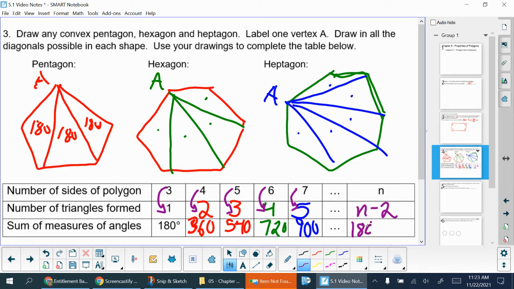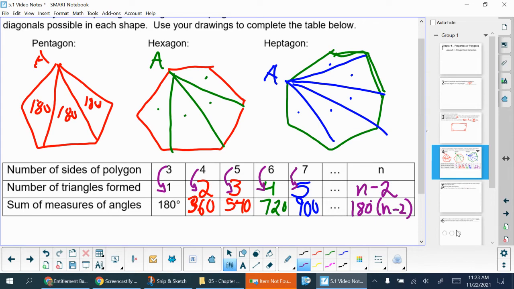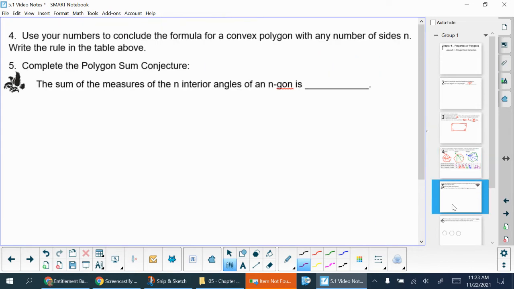So our formula we're going to use is 180 times n minus 2. Now that is something you definitely want to be writing down in your conjecture packet. So the sum of the measures of the n interior angles of an n-gon is 180 times n minus 2. Or you could write it as n minus 2 times 180.